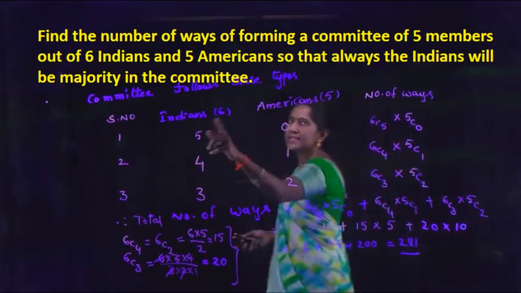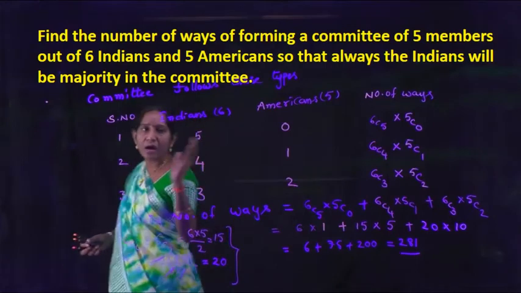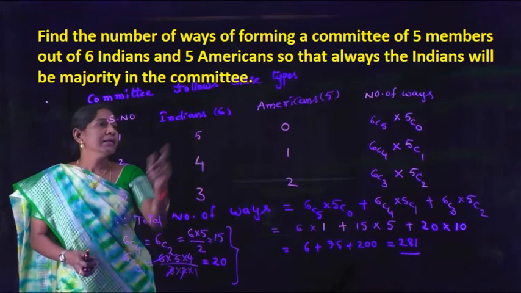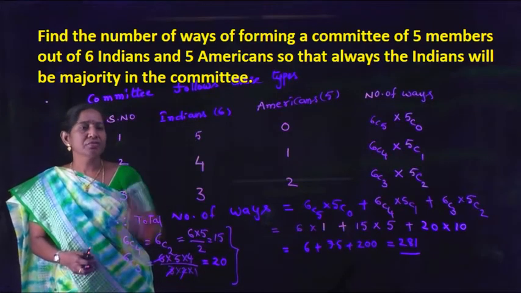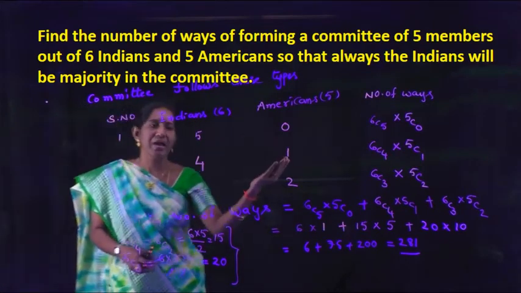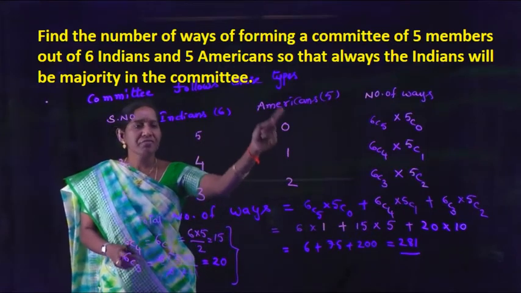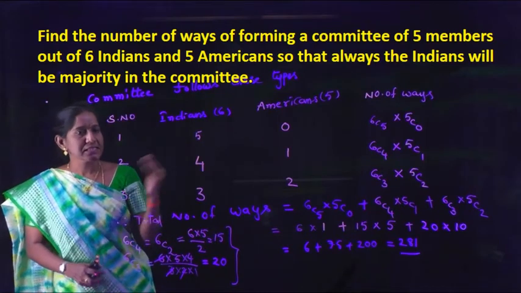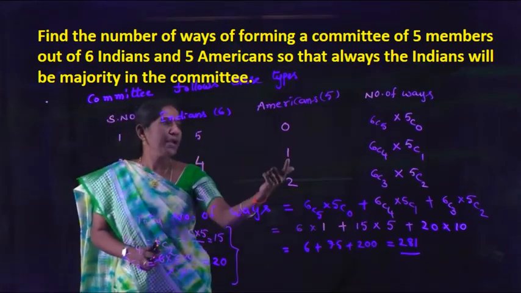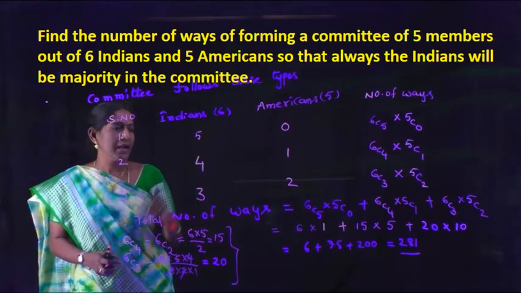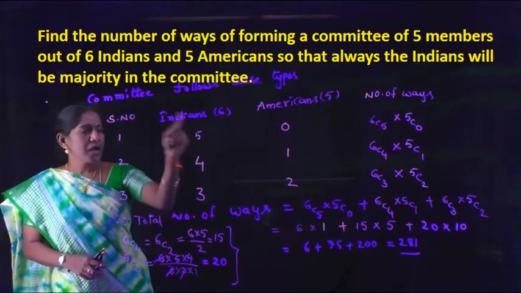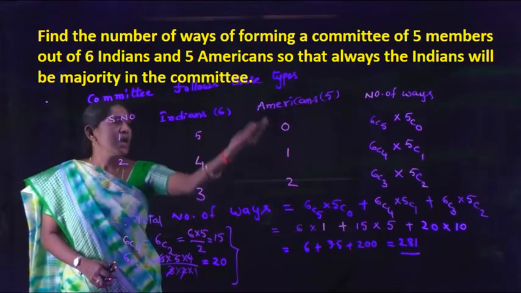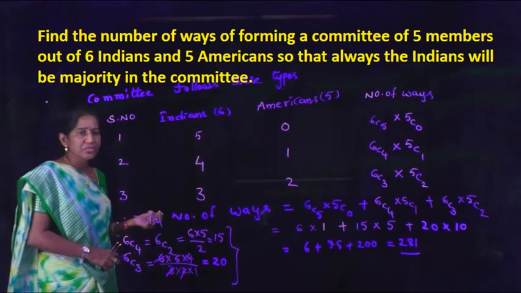Indians 6, Americans 5. Always Indians will be the majority, forming a 5-member committee. Then select 5 Indians out of 6 Indians, that is 6C5, and no Americans, 5C0. Select 4 Indians out of 6 Indians, 6C4, and 1 American out of 5 Americans. And select 3 Indians out of 6 Indians in 6C3 ways, and 2 Americans out of 5 Americans in 5C2 ways.